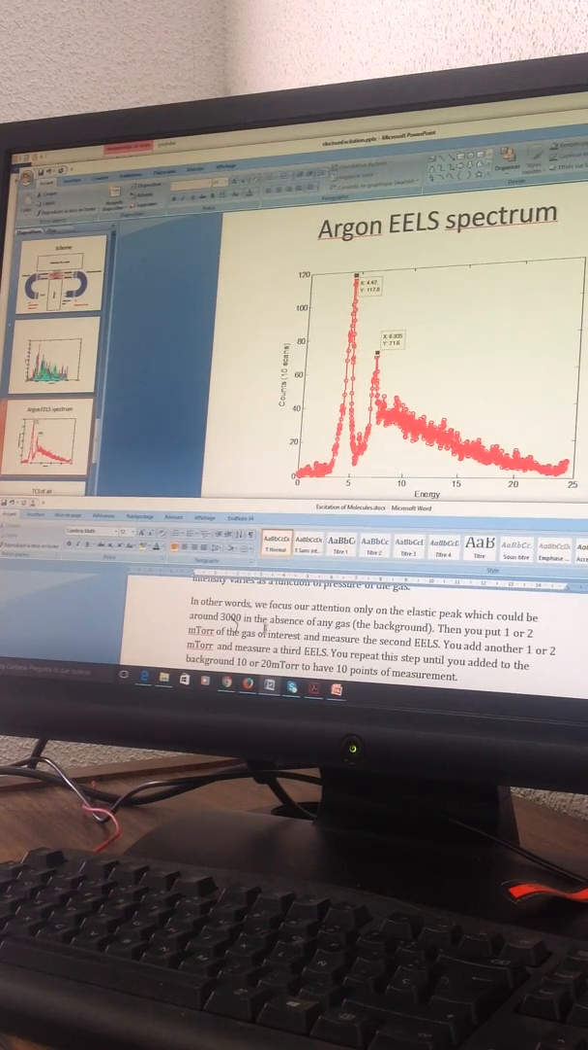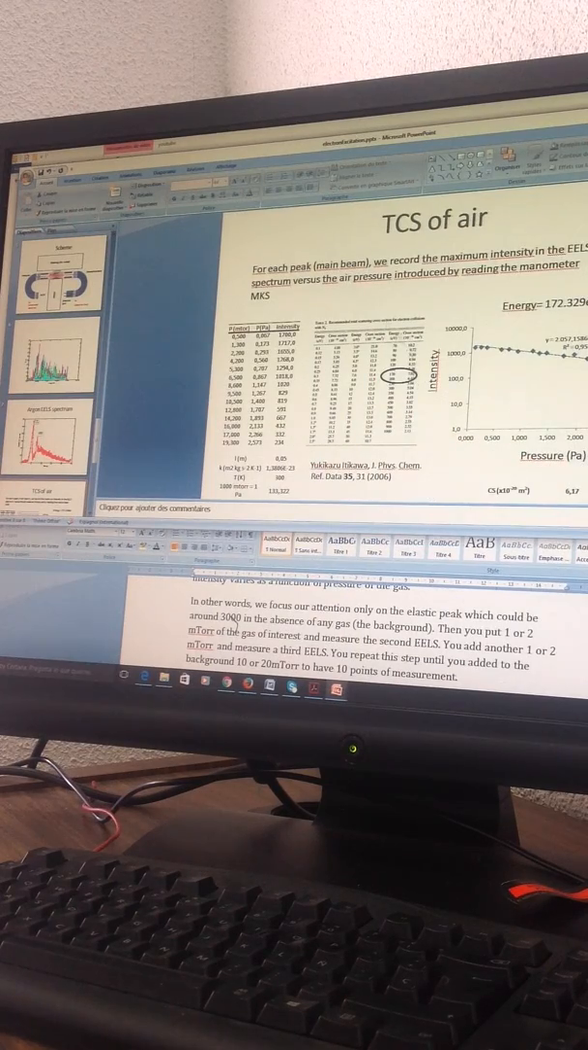In other words, the protocol is you put 1 or 2 millitorr of the gas of interest and measure a first electron energy loss spectrum. Then you put another 1 or 2 millitorr more, and you measure a second electron energy loss spectrum. You repeat this step until you reach 10 or 20 millitorr, in order to have more or less 10 points.